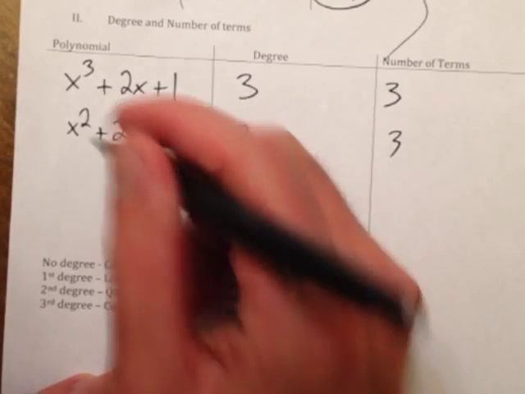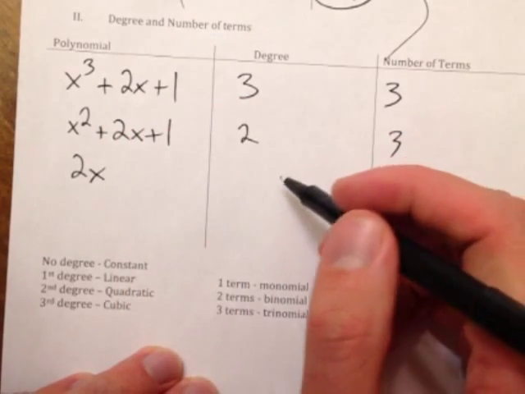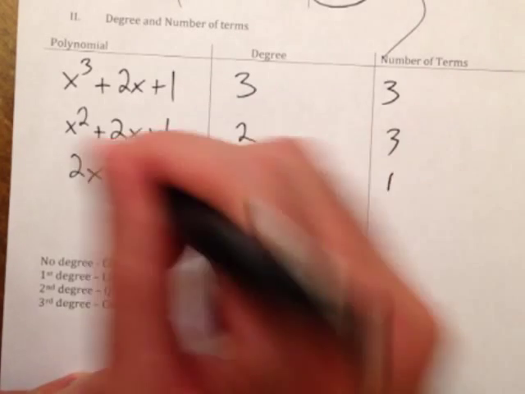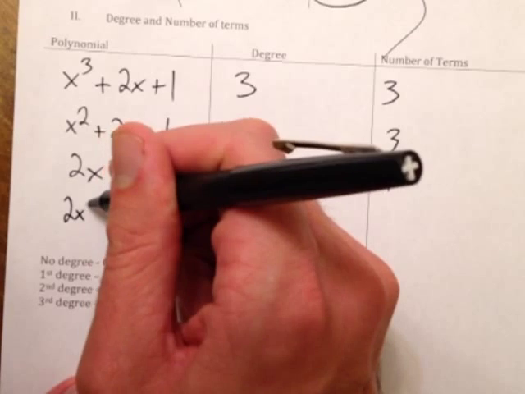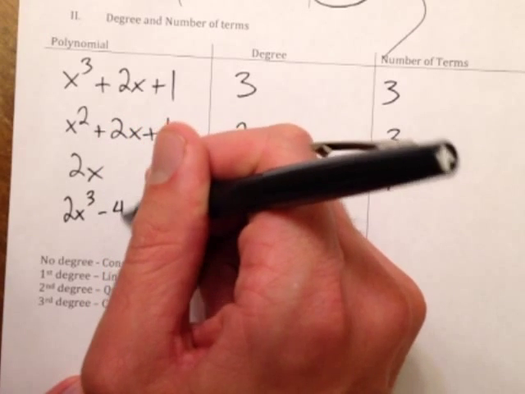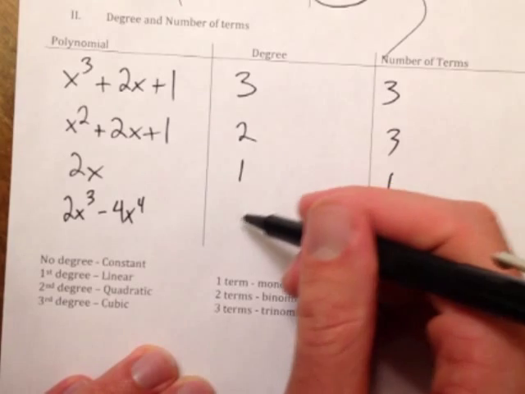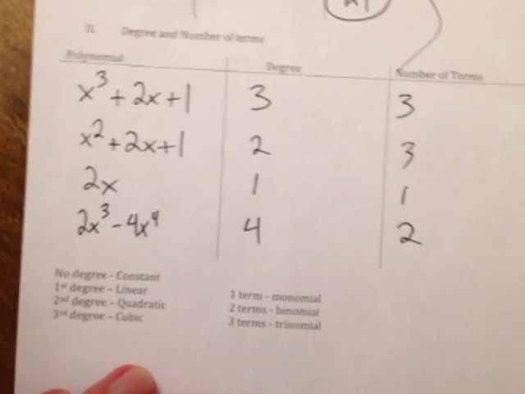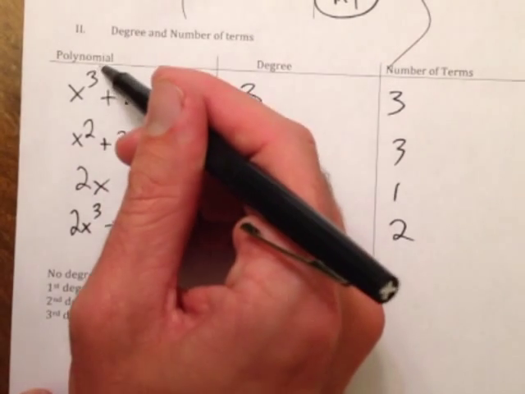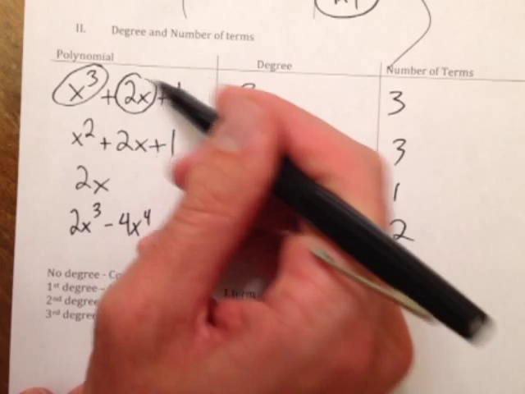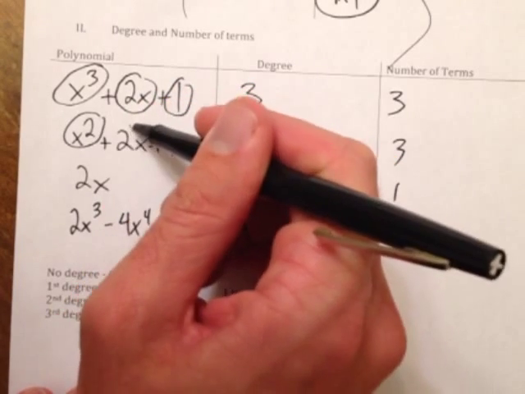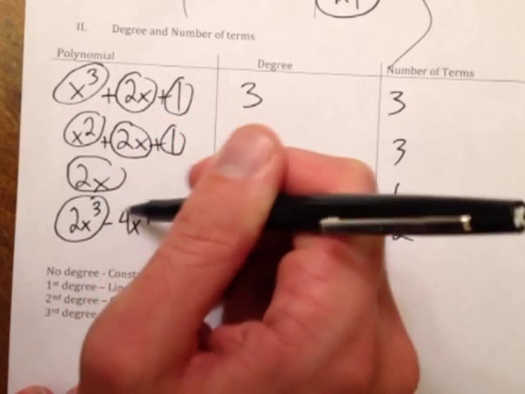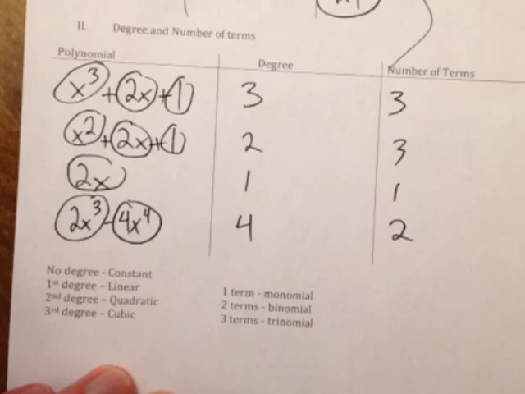Let's look at another one. 2x. That has a degree of 1, and it has 1 term. 2x cubed minus 4x to the 4th. That has a degree of 4, and it also has 2 terms. Hopefully you figured out the number of terms pretty quickly. Terms are separated by addition and subtraction, so I'm going to circle what each of the terms would be in each of these expressions. So that's where the terms part is coming from.